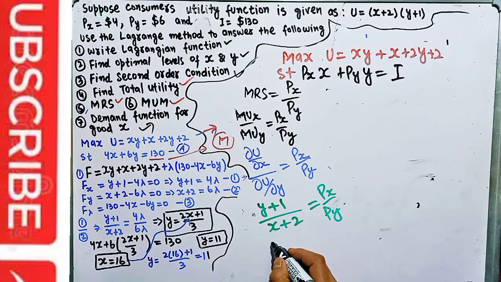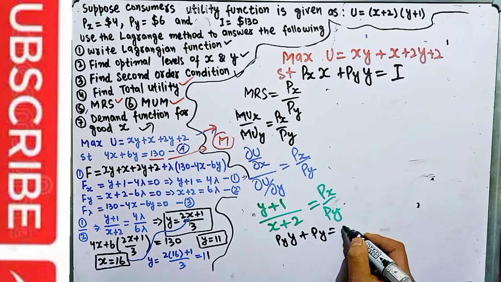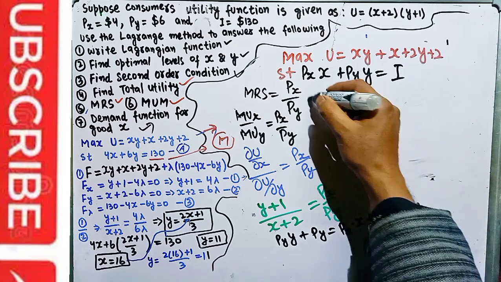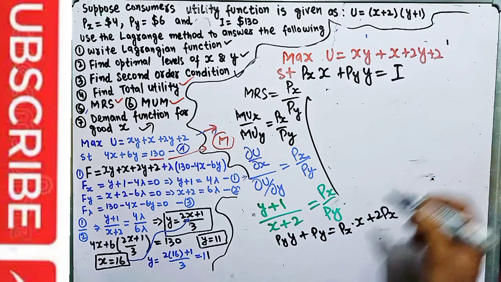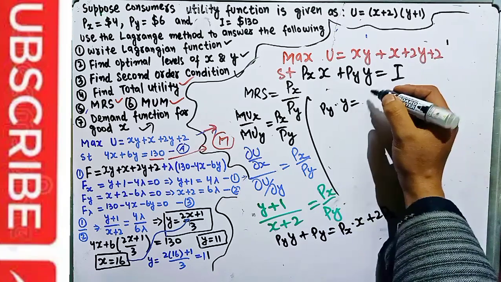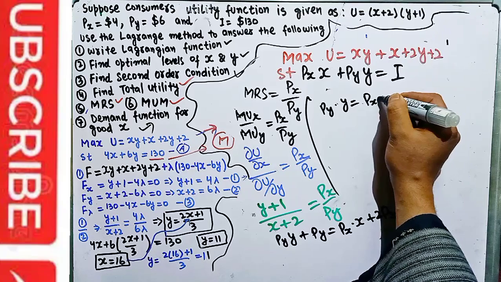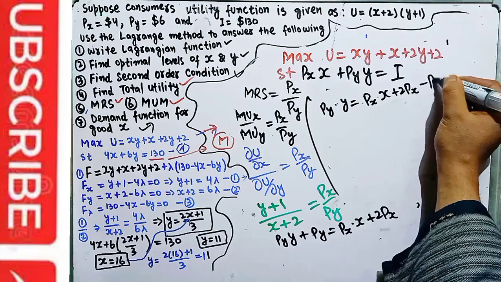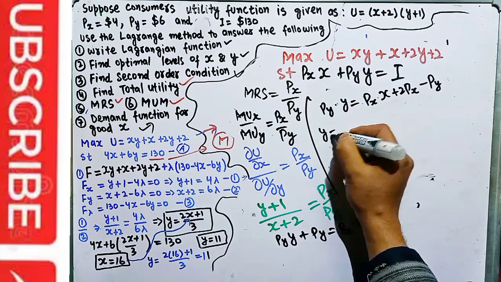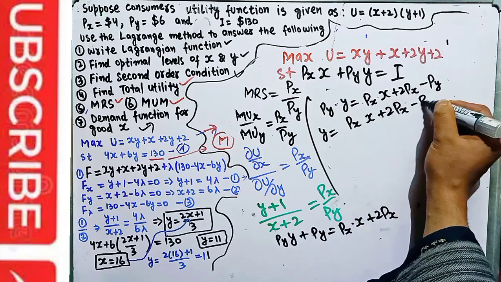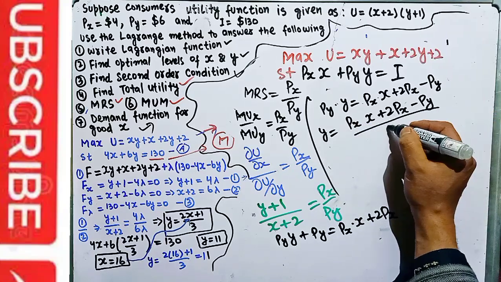Let us solve this now. So we have Py into y plus Py is equal to Px into x plus twice Px. Let's solve it for y. That means we need to write Py into y is equal to, transposing these terms, Px into x plus twice Px. Transposing this here, we have minus Py. That gives us y will be equal to Px into x plus twice Px minus Py, dividing both sides by Py.